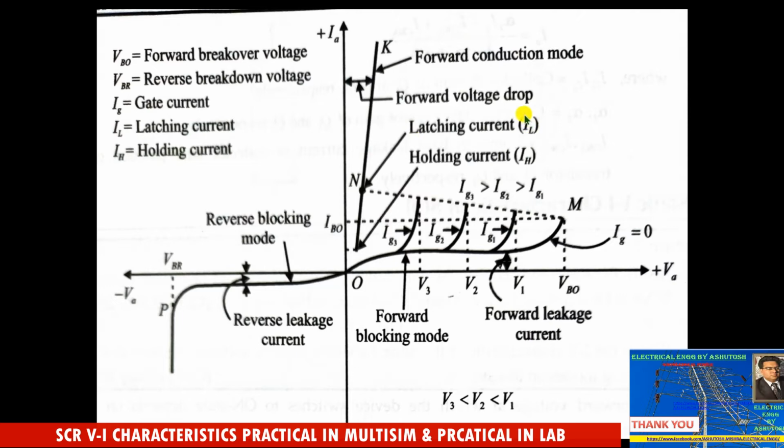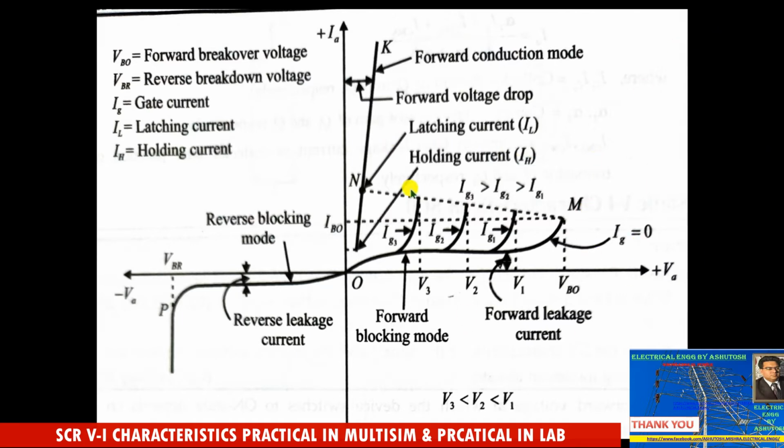Here it is shown latching current. It is the minimum anode current that must flow through the SCR to latch it into the on state. Okay, it will keep conducting. The latching current is important when the SCR is being turned on. Basically, it is the minimum anode current that must be there through the SCR to latch it into the on state.